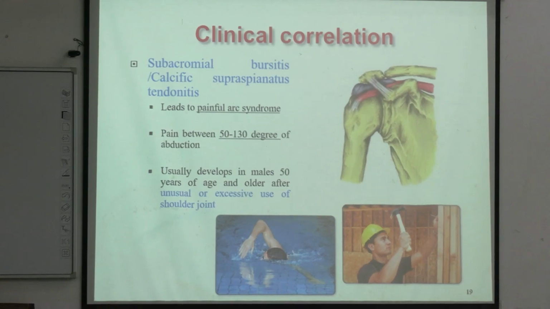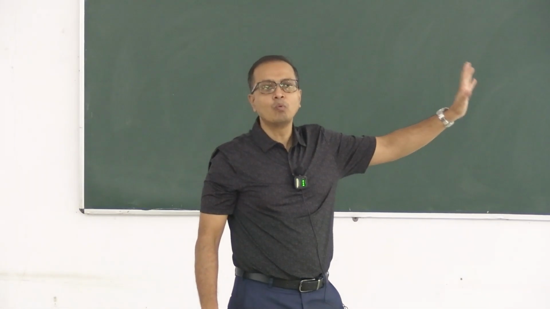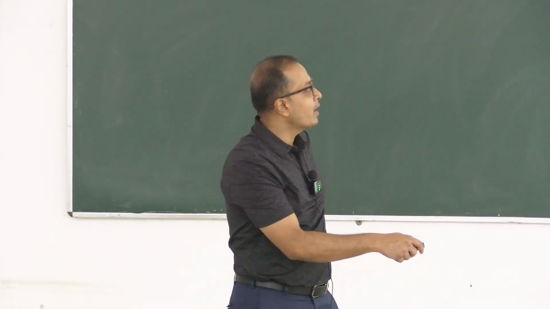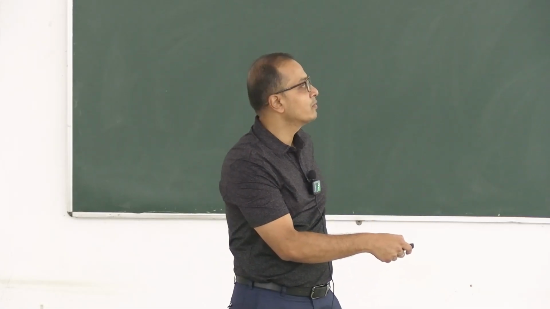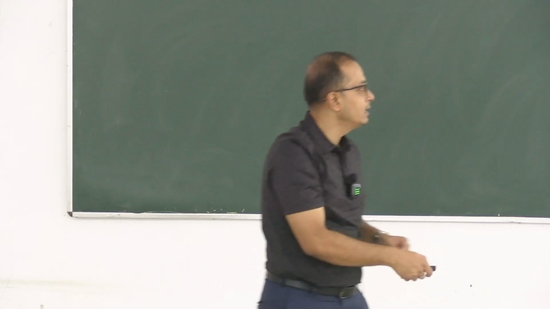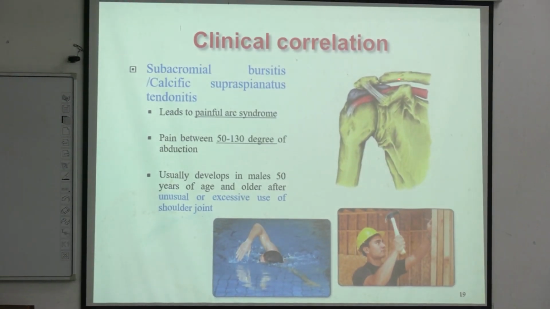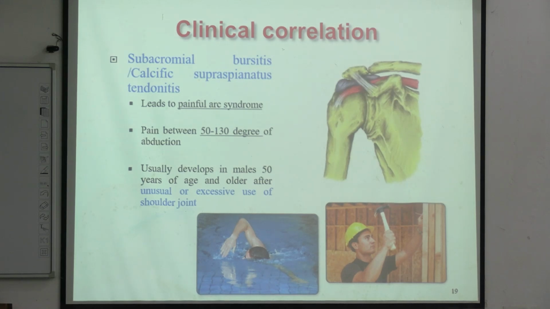Out of these four, which one is more under the bony roof? Supraspinatus, which is right under the acromion. So if you do this overhead smash again and again, this supraspinatus tendon creates friction on the bursa, and the bursa is pressed on the acromial bone. The tendon along with the bursa gets irritated by this continuous friction, and the bursa becomes inflamed. Then we call it bursitis.